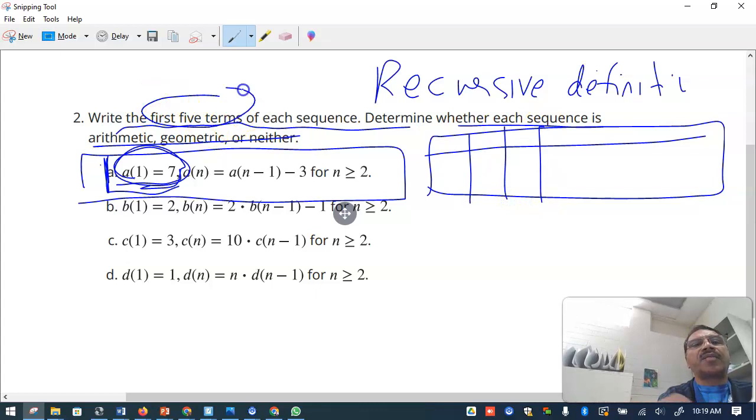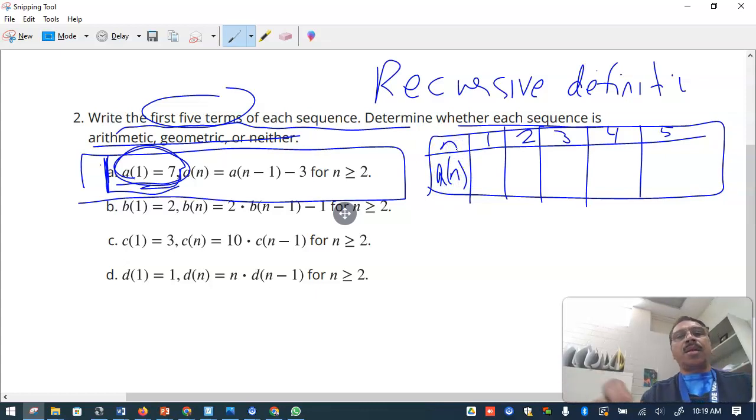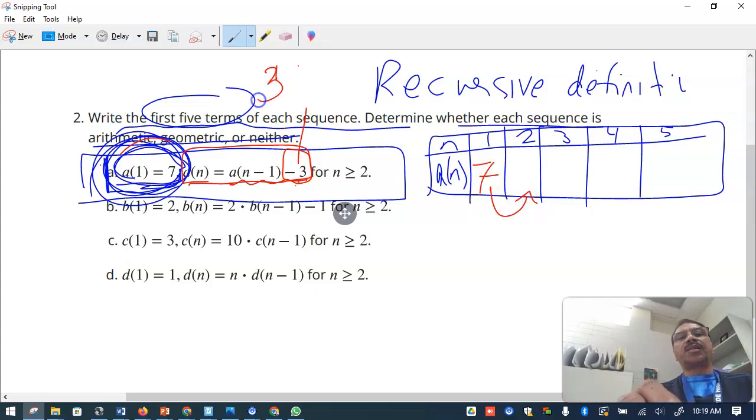It says write the first 5 terms, right? So 1, 2, 3, 4, and 5. The sequence name is a sub n, and this is n, the step number. Because the very first number is 7, I'm going to place 7 right here, correct? And what this basically means is this minus 3 means any term. It means the next one is 3 less than the one before.